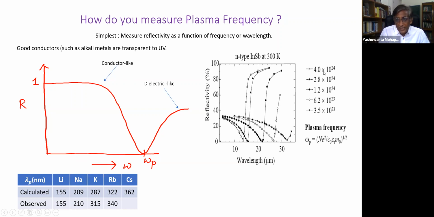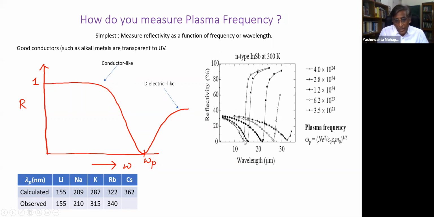But as the carrier concentration is changed, then omega or lambda p, the position of the plasma frequency, also changes exactly as predicted by this formula that we have just found. Remarkable. There are lots of complications in a material, but you can still exactly find out. In fact, if you know this, you can find out the electron concentration. If you do this experiment, there is one way of finding the electron concentration.